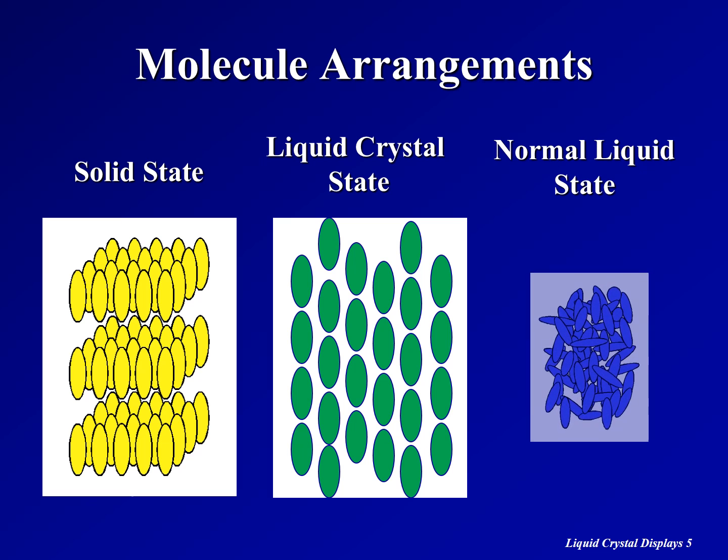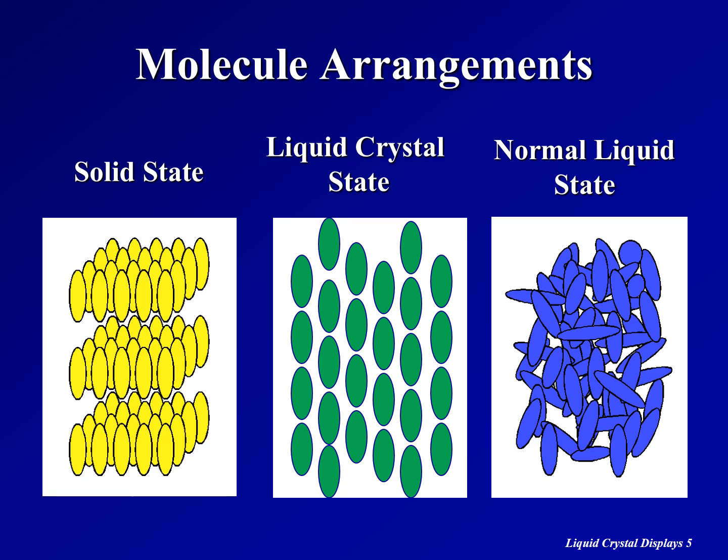When a liquid crystal material is further heated from the liquid crystalline state, it will form the normal liquid state at a very specific temperature. The normal liquid state is called the isotropic state, and the diagram shows that molecules are free to move about in all directions.